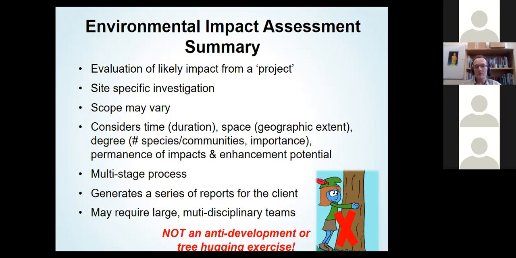And finally, it's important to remember that environmental impact assessments are not just a tree-hugging exercise. They're not just anti-development, to try and stop things from happening. They're a way to make sure that when developments do go forward, they go forward in a way that has a long-term benefit and minimal impacts on the environment.